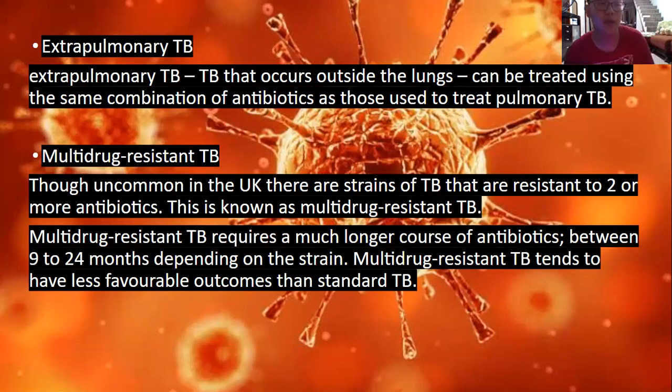This is TB that is resistant to drugs, which is uncommon in the UK. There are strains of TB that are resistant to more antibiotics, but this is not multi-drug resistant TB. Multi-drug resistant TB requires a much longer course of antibiotics, between 9 to 24 months depending on the strain. Multi-drug resistant TB tends to have a less favorable outcome than standard TB. Next.